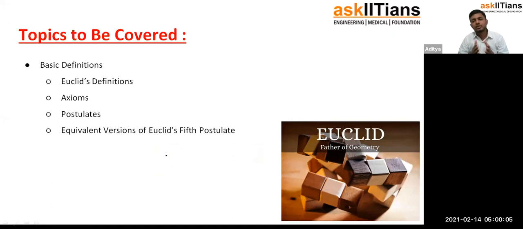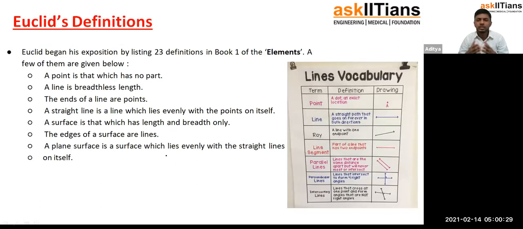So, as far as Euclid is concerned, he was a very great mathematician, very great geometer in his time, and he wrote a book called The Elements, in which he was able to very systematically list out the foundations of geometry, and that's how The Elements is widely regarded as the Bible of geometry. Now, let us see what were some definitions that he stated in book one of the Elements.